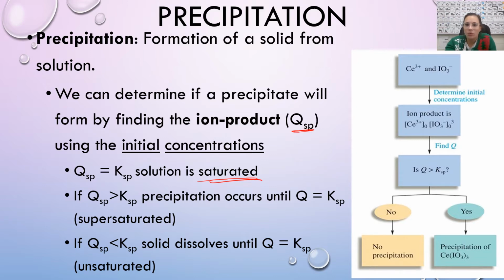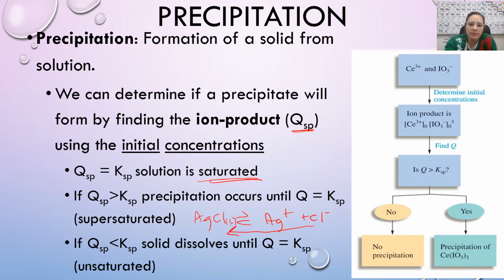We're at equilibrium. If Q is greater than K, we're going to shift left. Precipitation is going to occur until Q equals K. That's, in other words, a supersaturated solution. So if we have a solid and Q is greater than K, we have to shift left, meaning we're going to be forming solid. The term for that is precipitation.